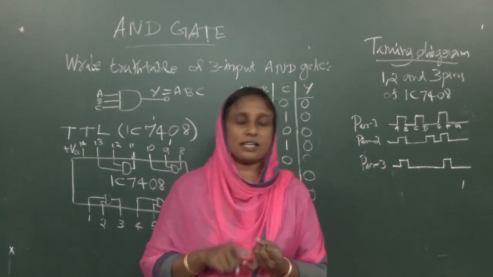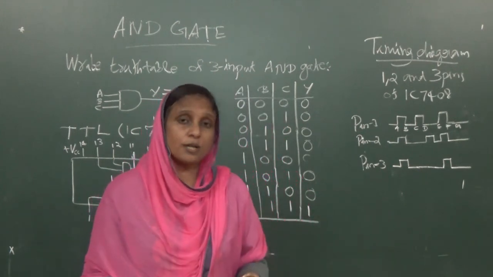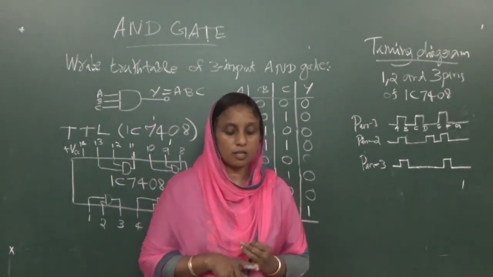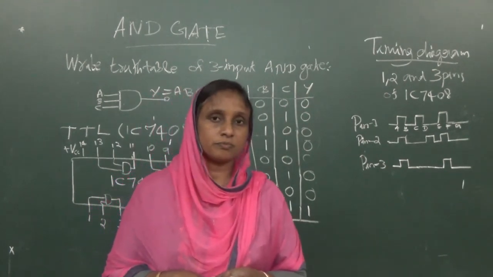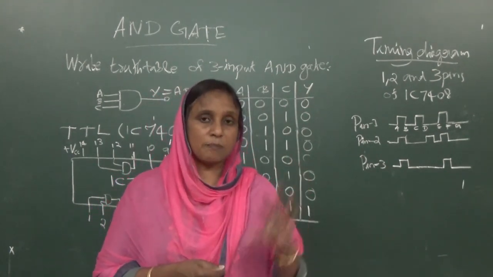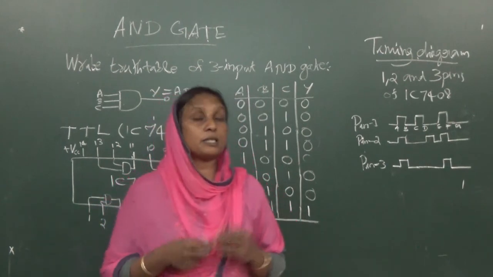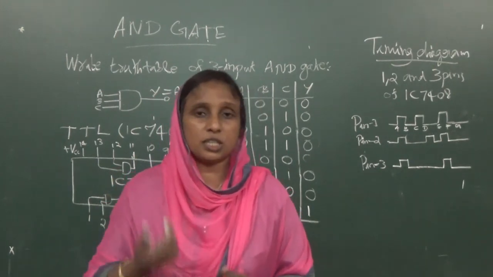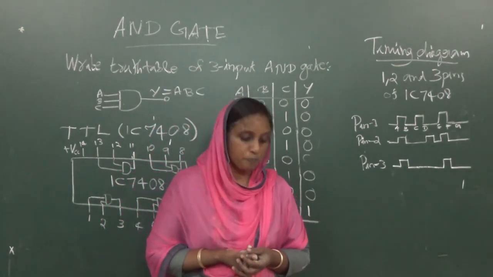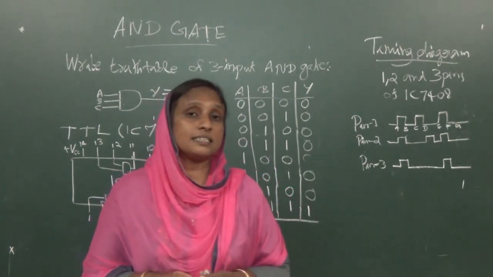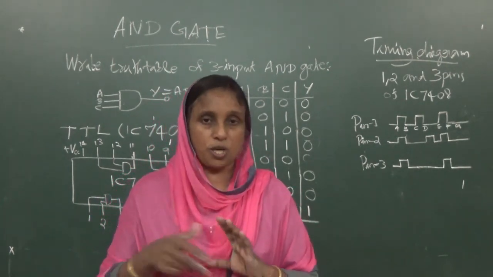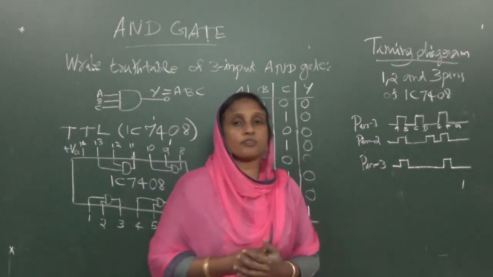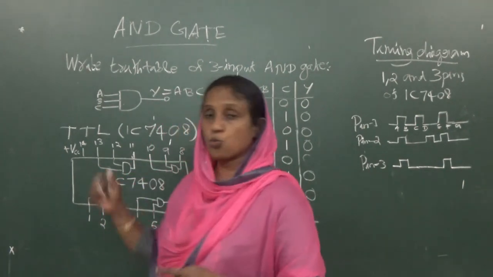The AND gate is an all or nothing gate. Only if all inputs are high do you have a high output. High means 1. Then we learned about its symbols, writing the truth table, and implementing the AND gate in the laboratory using diode circuits and its functioning, how it behaves like an AND gate. And then we discussed TTL and IC 7408, how it works, and the pin diagram and the timing diagram of gates 1, 2 and 3.